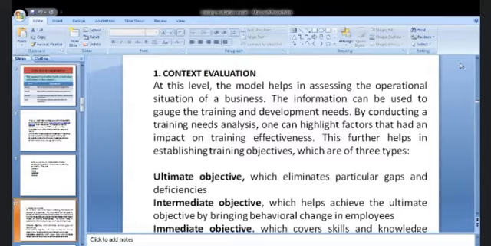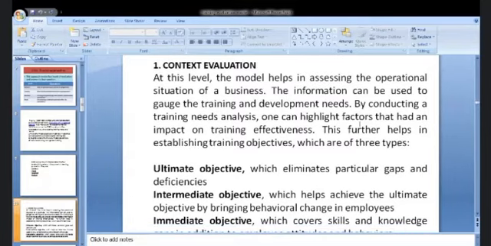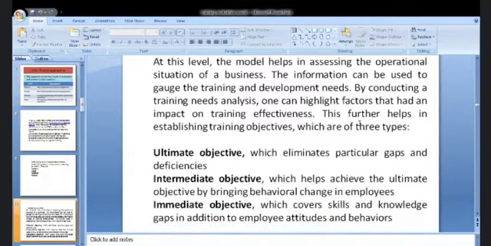One is the ultimate objectives, which will eliminate the particular gaps and deficiency. Intermediate objectives, which help the ultimate objectives by bringing behavioral changes in the employee. Immediate objectives, which cover the skills and knowledge gaps in addition to the employee attitudes and behavior.